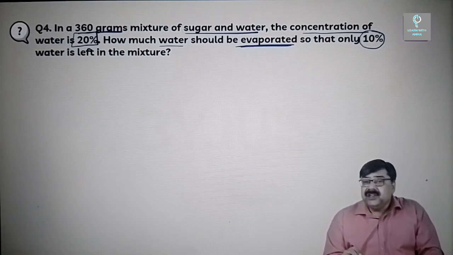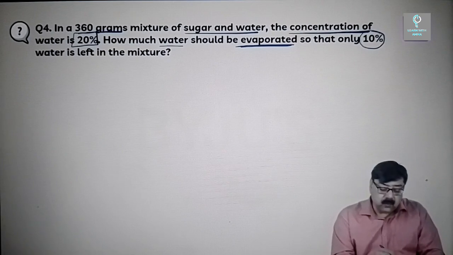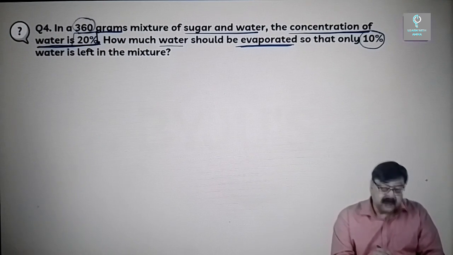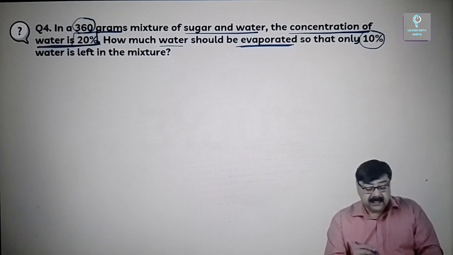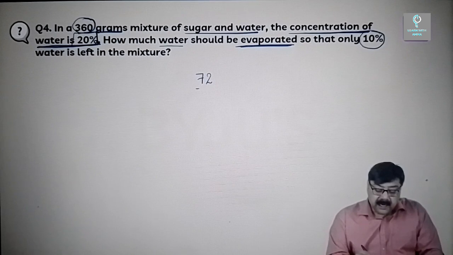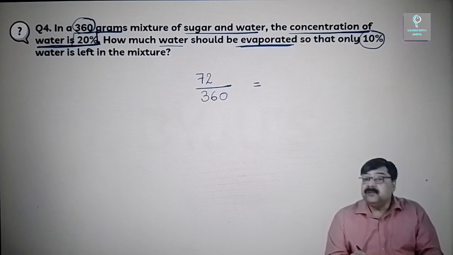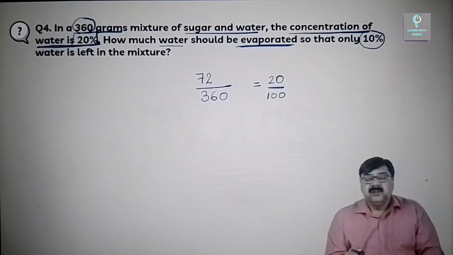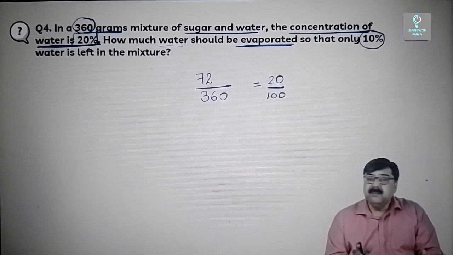Now, what is the initial concentration of water in this mixture? It is 20%. 20% of what? 20% of total weight or quantity, that is 360 grams. Now we know that 20% of 360 is 72, and it is out of 360 grams, and 72 out of 360 is 20%. So we know that this is the initial situation of water in the mixture.